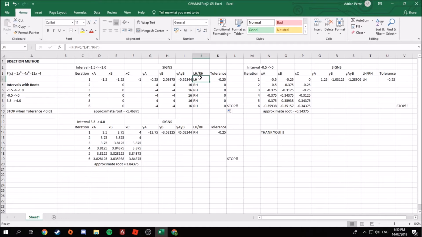As indicated in this column cell, we have to use the left hand part of the interval for the next iteration. So input negative 1.5 here, negative 1.25 here. In the same way, it has been indicated that we also have to use the left hand part of the interval for the next iteration. So we input negative 1.5 here and negative 1.375, and the process continues.